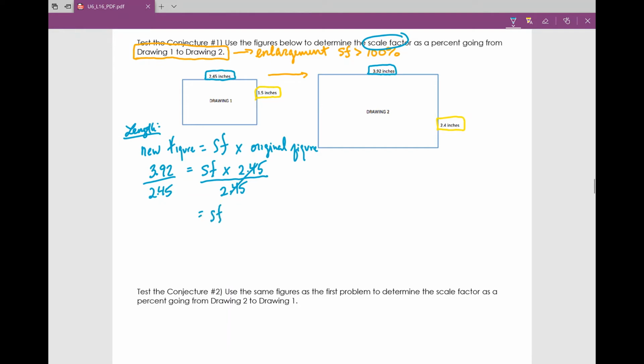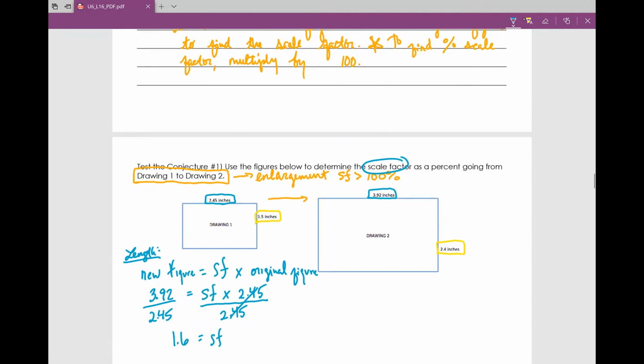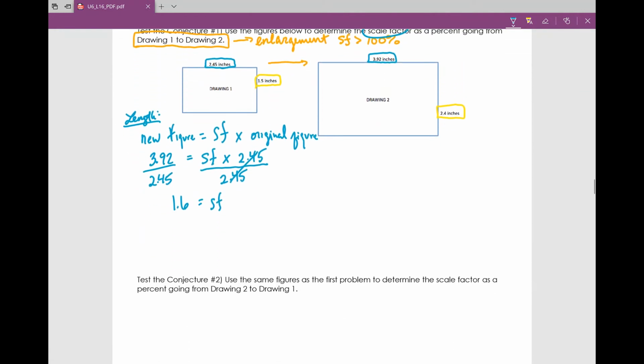Let's take out our calculator. 3.92 divided by 2.45 is 1.6. Does this answer the question though? It wants to know what percent. So what do I have to do to get a percent? Take a look at our notes up here. It says that to find the percent scale factor, multiply by 100. So we need to multiply 1.6 times 100, or you could just move the decimal point 2 spots to the right, and we get 160%.